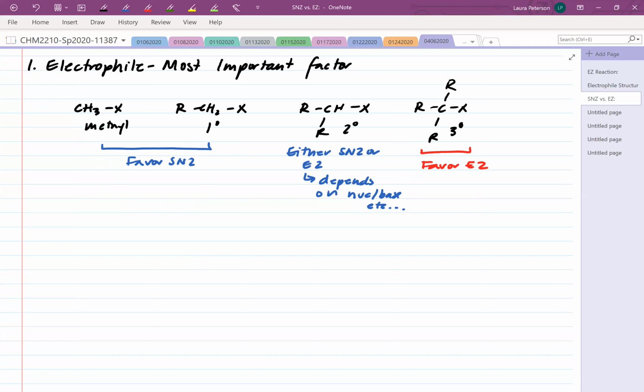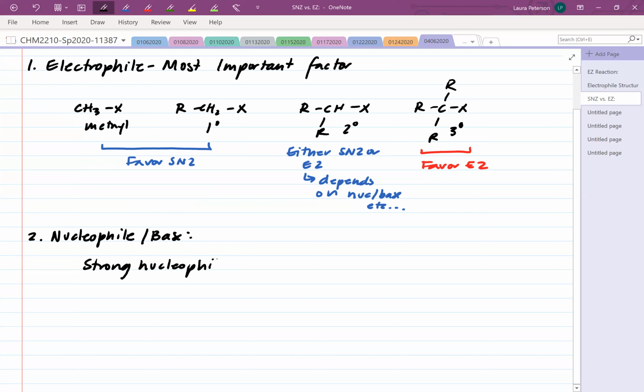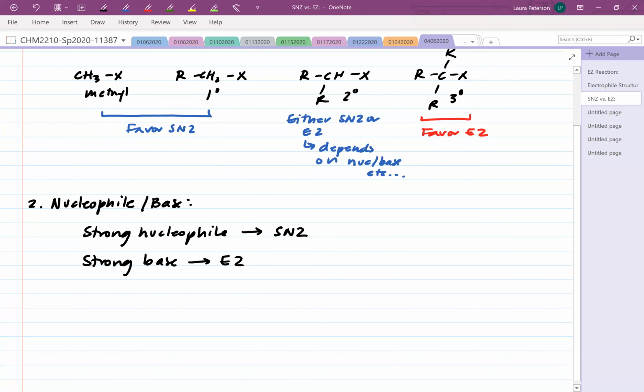Well, what about if I have a secondary halide? How do I know if it's SN2 or E2? Okay, so that's where we're going to move to the nucleophile or base. So if it is a strong nucleophile, it's going to favor SN2. If it is a strong base, it'll favor E2. So really we're using this criteria if we have a secondary halide.